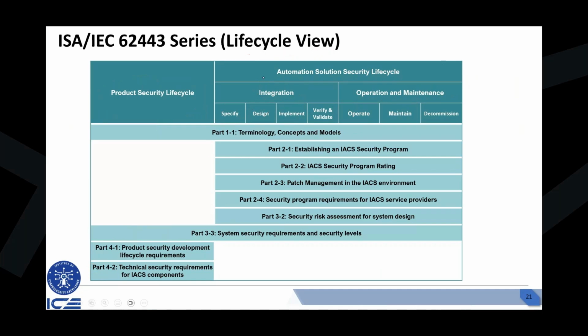The 3-3 is pretty much applicable throughout, but the rest of them, especially 2-1, 2-2, 2-3, 2-4, and 3-2, are basically at the facility level once the control system is going through the design and implementation phase, or through operation and maintenance.